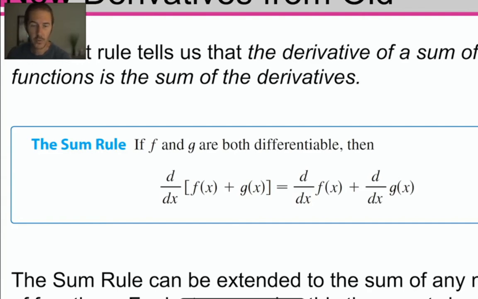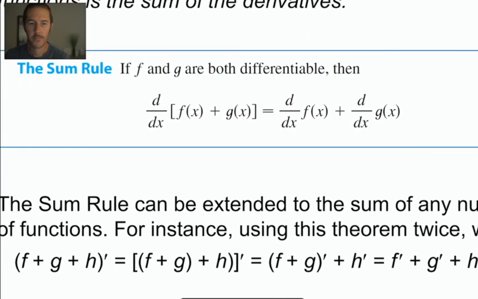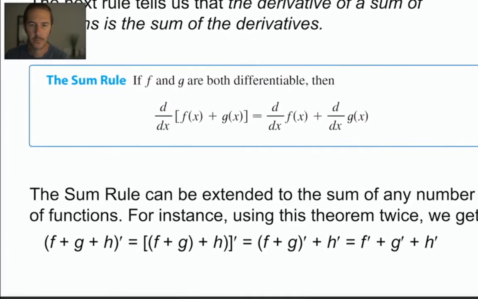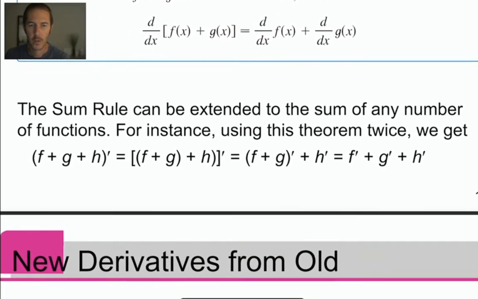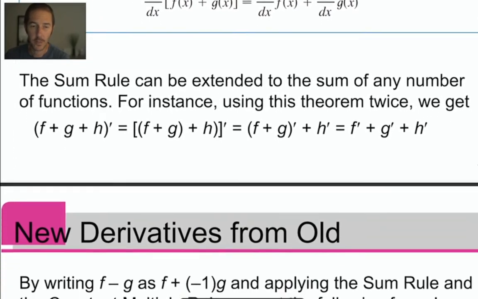We saw a rule similar to this when we were working with limits, that the limit of a sum was equal to the sum of the limits. Here we have the derivative of a sum is equal to the sum of the derivatives. So it is as though we are distributing the derivative process over a sum from term to term. And we can extend that process to as many terms as we'd like.